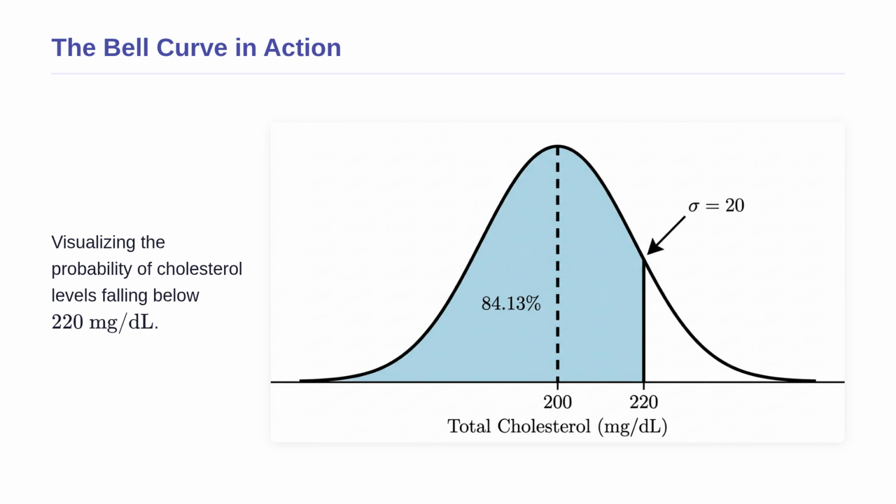The entire light blue shaded region represents all the people with cholesterol levels below 220. As you can see, this covers the entire left half of the curve, plus a significant chunk of the right side, visually confirming our calculated probability of 84.13%. This diagram perfectly illustrates how the normal distribution organizes continuous biological data.